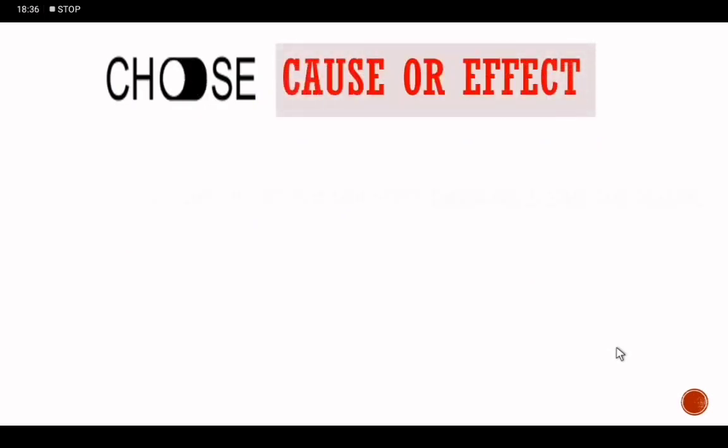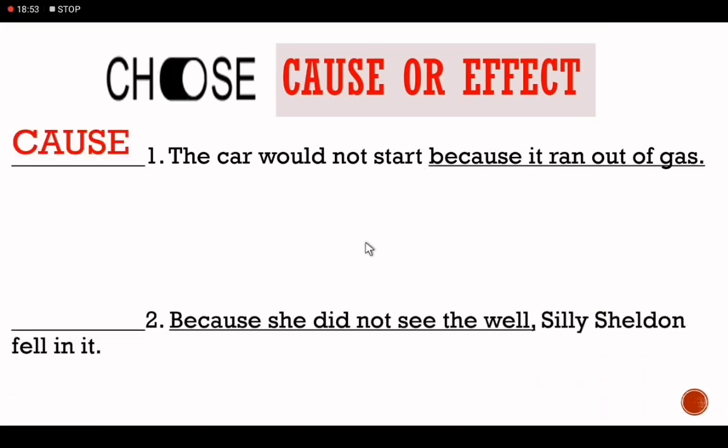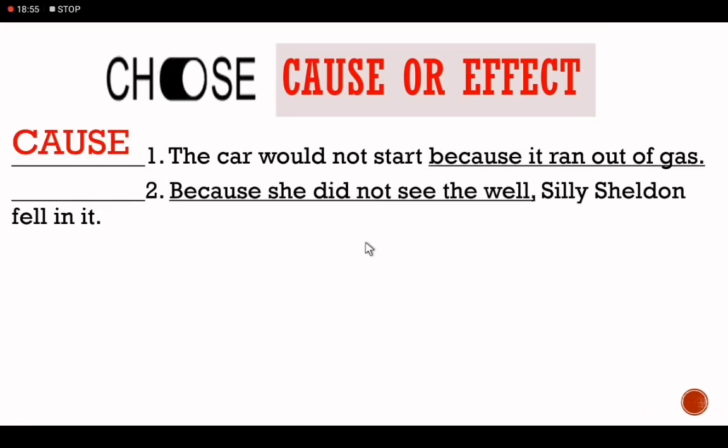Let's have another exercise for cause and effect. Number 1. The car would not start because it ran out of gas. Cause or effect? Because it ran out of gas. Obviously, because of the signal word because, the answer is cause. Number 2, because she did not see the well. Cause or effect? Obviously, it's the cause again.